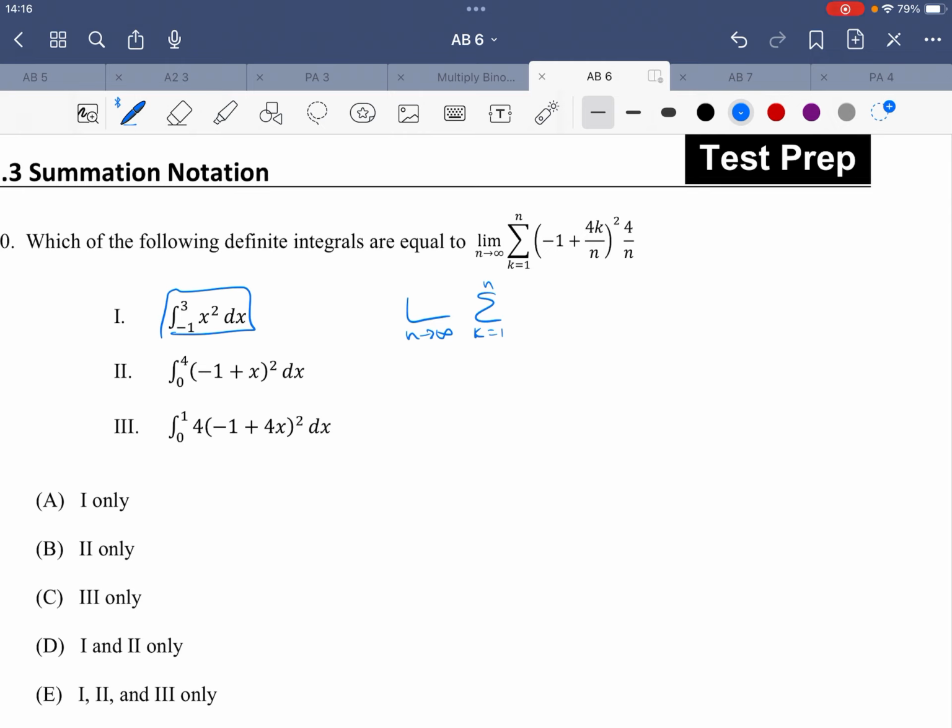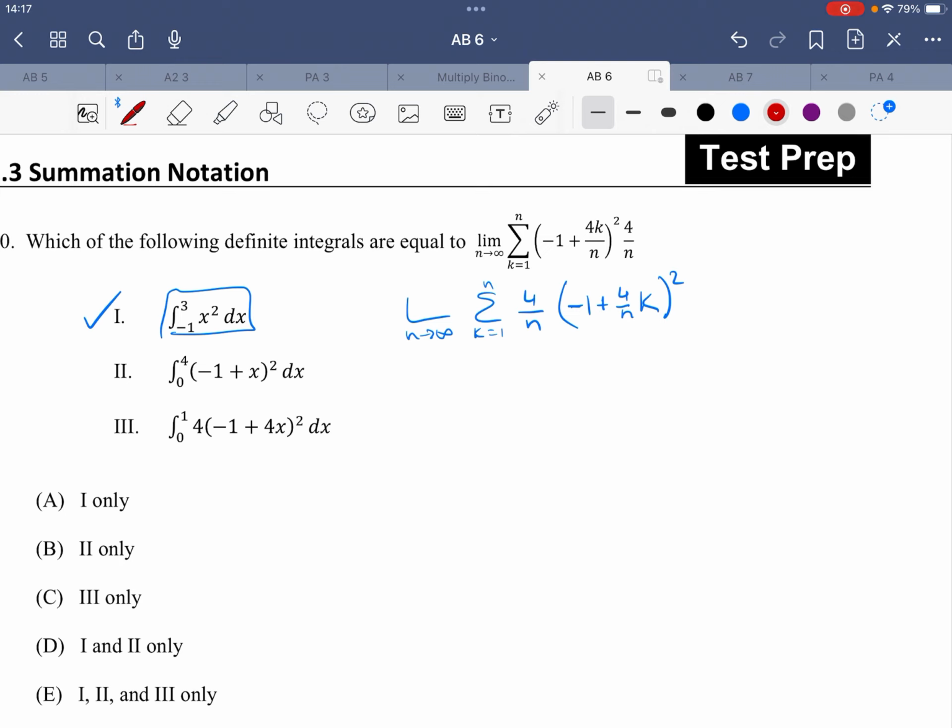So I'm going to do b minus a, so 4 over n, and then times the function, and the function is going to be squared from a, so -1, plus the small jump, so 4 over n times k, and that seems to, if we change the order of this, that seems to work, so I'm going to say that 1 works.